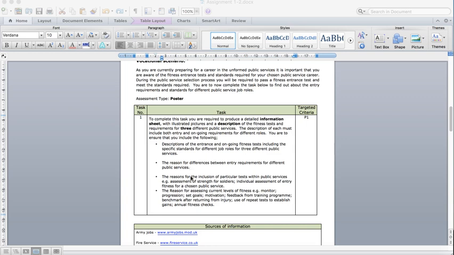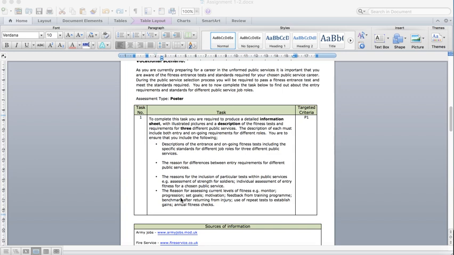Then once you've done that, you need to say the reasons for the inclusions of particular tests. So if we're talking about the Royal Marines, why is there a particular test? So why is there the swimming test? What's the relevance to it? How does it relate to the role, the jobs they do, etc. So you need to be really specific.